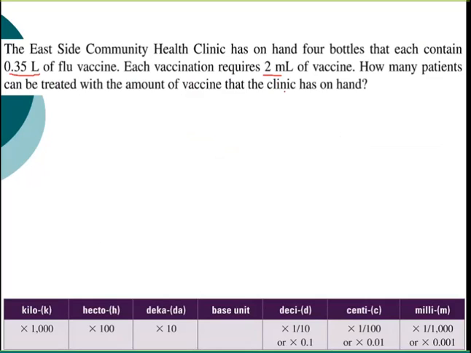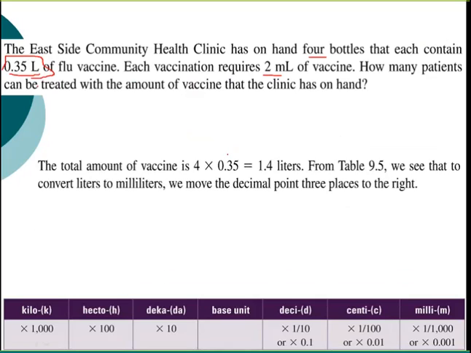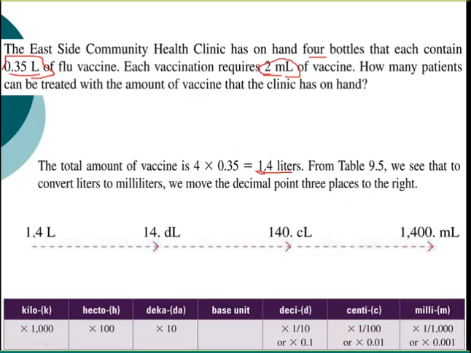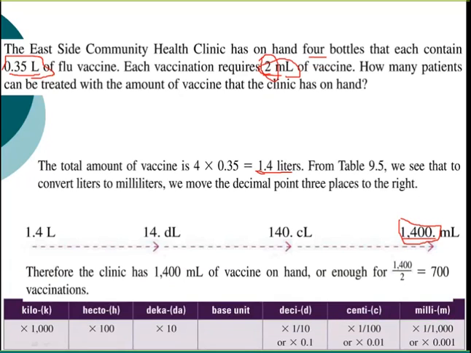So first of all, we need to multiply our 4 times how many liters we have. So we've got 4 times 0.35, and that's going to give us 1.4 liters. And so our job is to turn this into milliliters, because each person takes 2 of them. So we move the decimal place 3 places over, so 1.4, move it over 1 place, 2 places, 3 places, so we've got 1,400 milliliters. So if we're trying to figure out how many people can be treated with that amount, we take our 1,400 milliliters and divide it by the 2 that it takes for each person, and that's going to give us a wonderful amount of 700 people that can be treated with this flu vaccine.